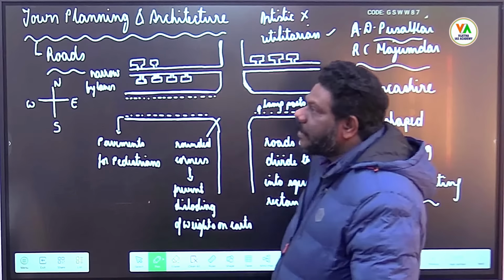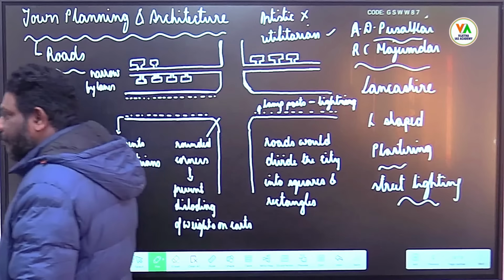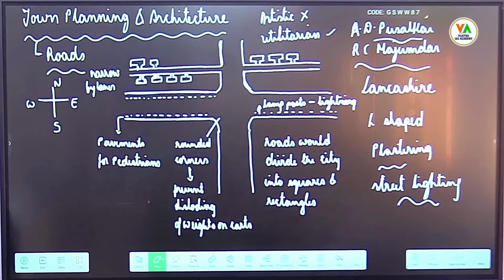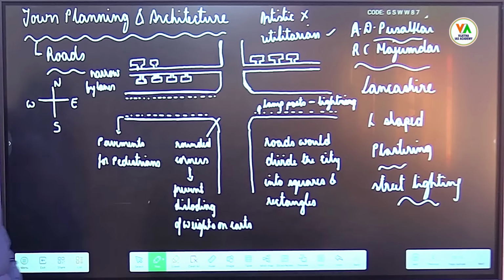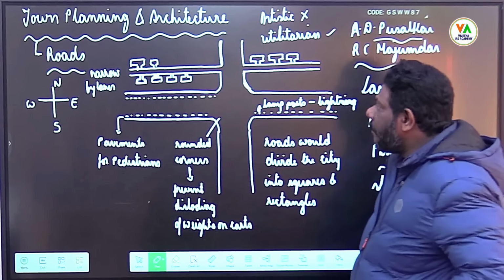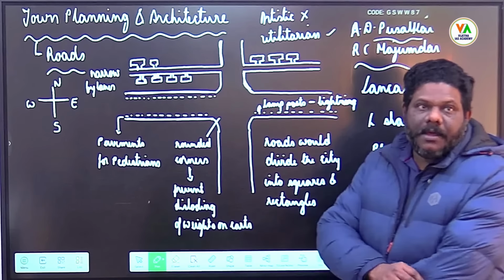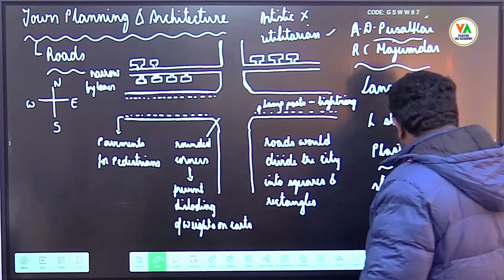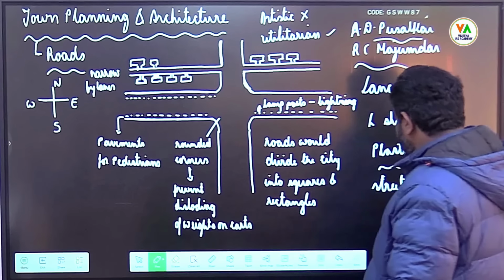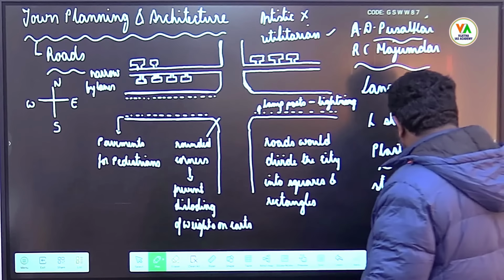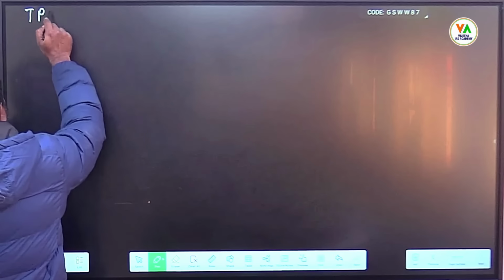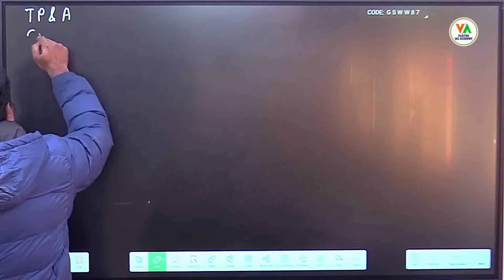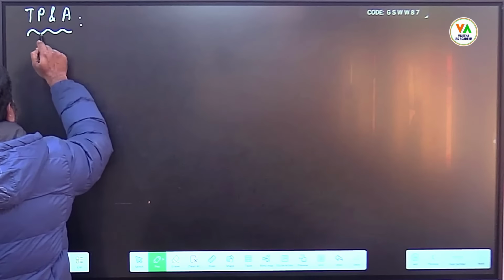Houses were constructed in the narrow bylanes. The entrance of the houses opens into the bylane rather than on the main road. So in town planning and architecture, we have already seen roads.